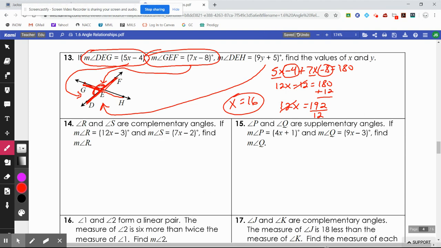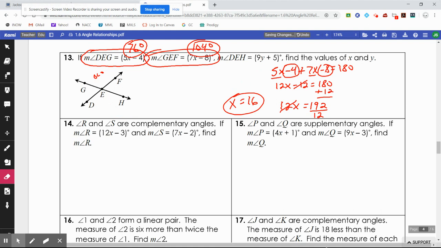So everywhere I have an x, I can put a 16. 5 times 16 is 80, minus 4 is 76 degrees. So this angle here is 76 degrees. 7 times 16 is 112, minus 8 is 104, which does check out. So this is a 104 degree angle. So let's put those numbers on here. Let me erase some stuff. So this angle is a 76 degree angle, and this angle is a 104 degree angle. And if this is a 76, then this has to be a 76. If this is a 104, then this has to be a 104 because they're vertical angles.